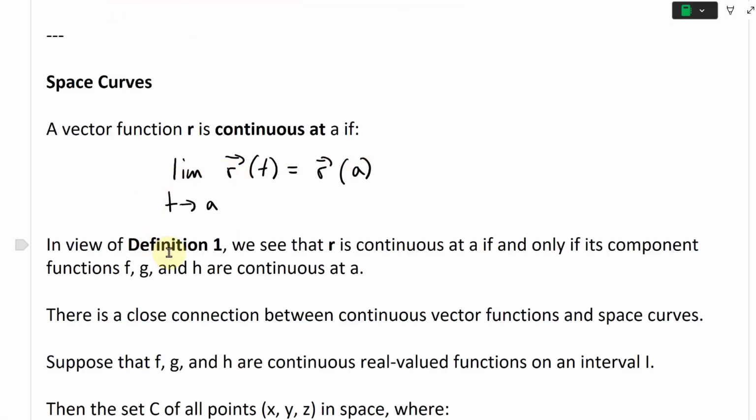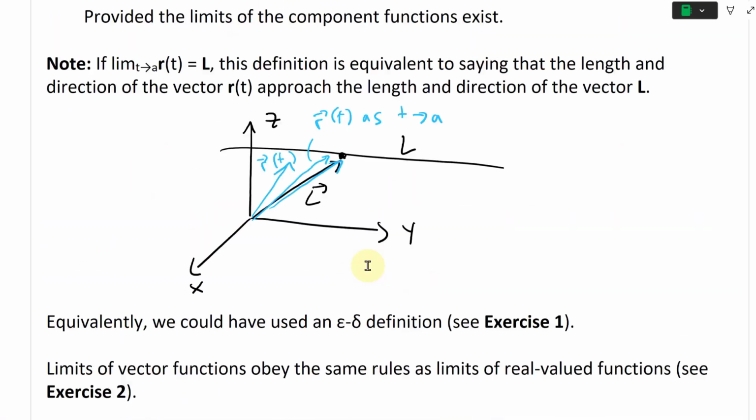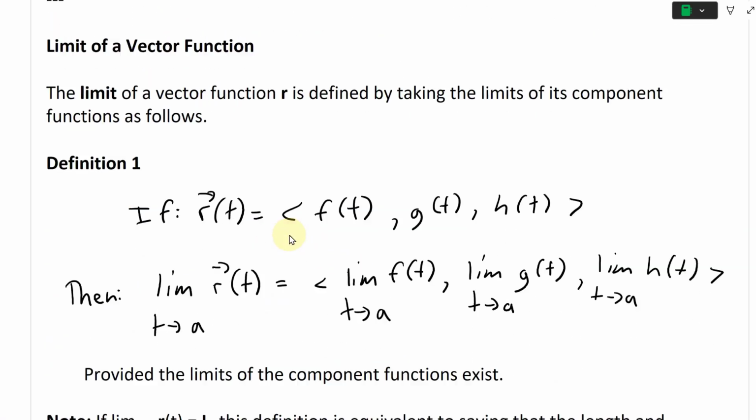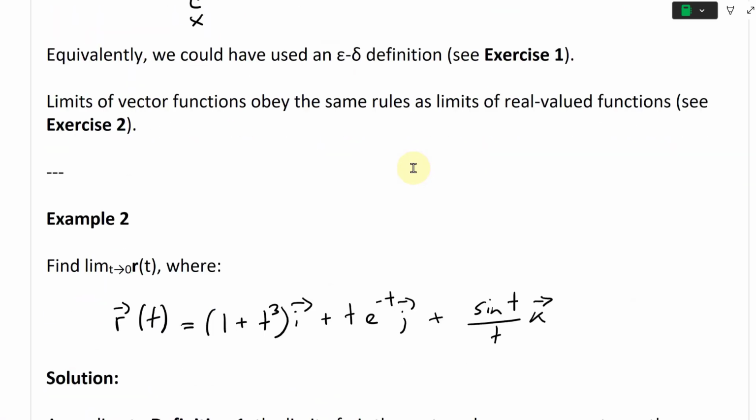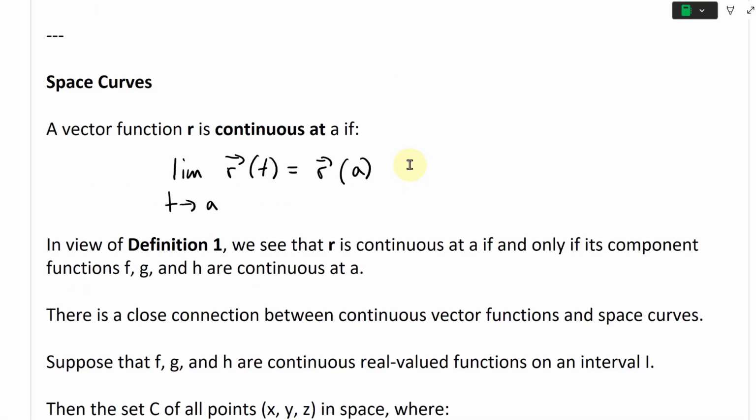In view of definition 1, we see that r is continuous at a if and only if its component functions f, g, and h are continuous at a. So if r is continuous at a, then all of these limits have to exist. In other words, they all have to be continuous, so they all have a real number value there. So yes, the components are as well.